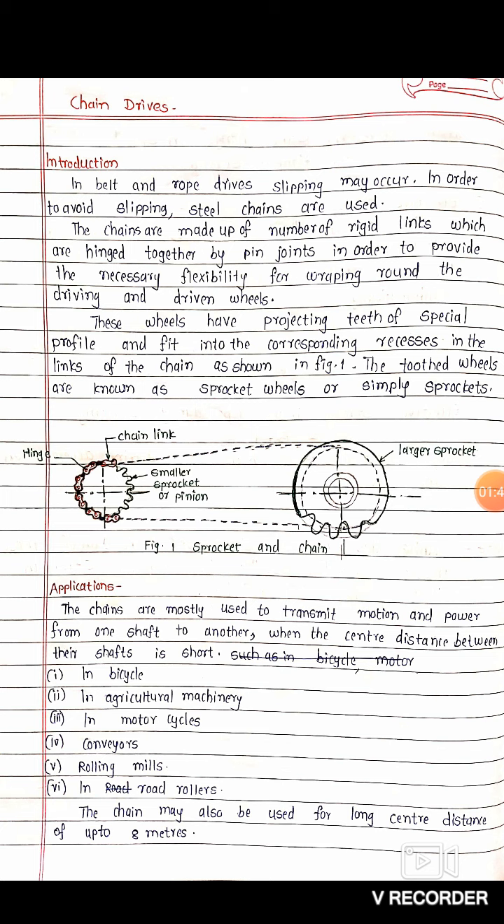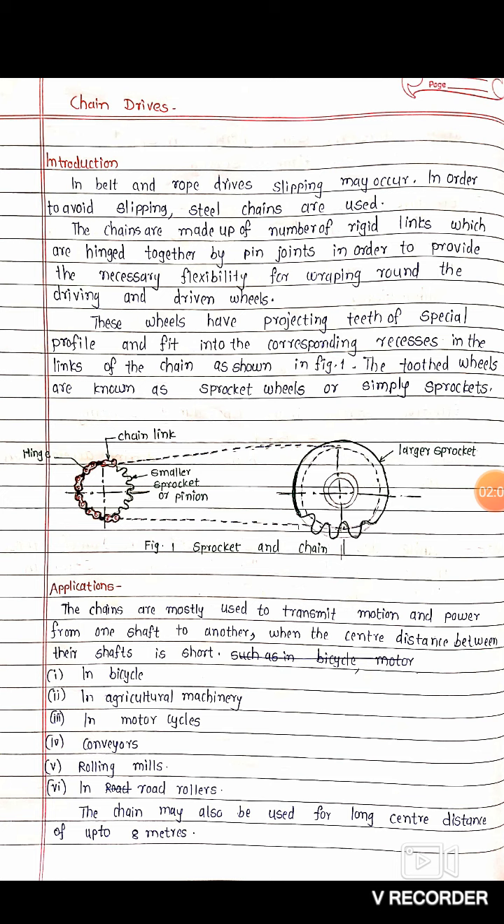Then these wheels have projecting teeth of special profile and fit into the corresponding races in the links of the chain as shown in figure 1. The tooth wheels are known as sprocket wheels or simply sprockets. These tooth wheels are similar to a spur gear.